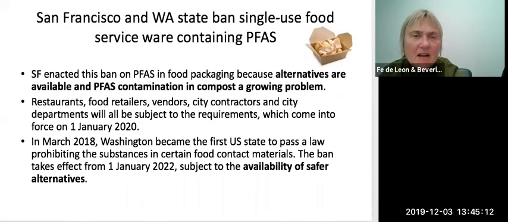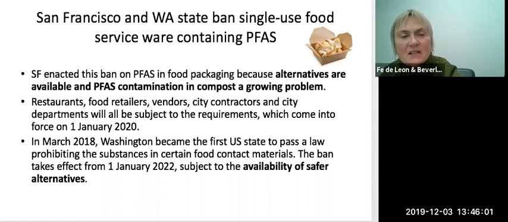And then just to finish on PFAS, the city of San Francisco has now banned the use of PFAS in food packaging because alternatives are available. The reason they pushed this is that they found PFAS in food packaging was contaminating their compost. So they knew they needed to get PFAS out of compostable food packaging to keep their compost relatively clean, but they also knew alternatives existed. As of 1st of January, 2020, restaurants, food retailers, etc., and city departments will all be subject to the requirements. So municipalities can take really good action on alternatives assessment and informed substitution.